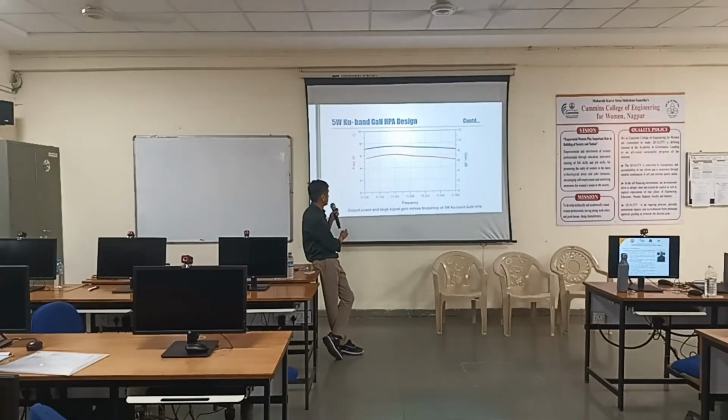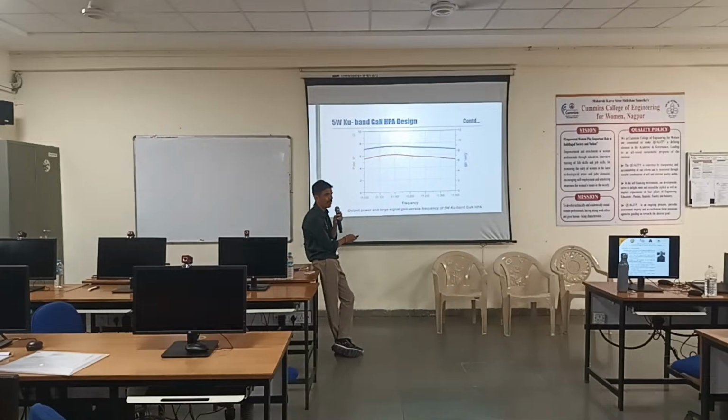Still you can see the output power delivered is more than 5 watt everywhere. I could meet that. This is my threshold line, 5 watt. This left y-axis is power delivered in watts. So everywhere throughout the band of 200 megahertz, output power is more than 5 watt.